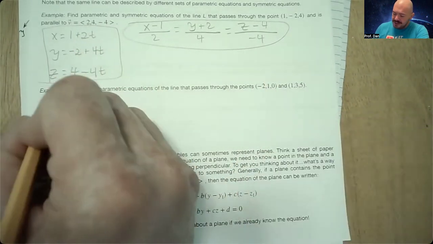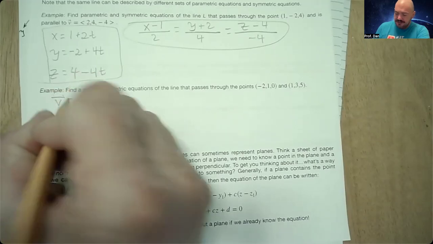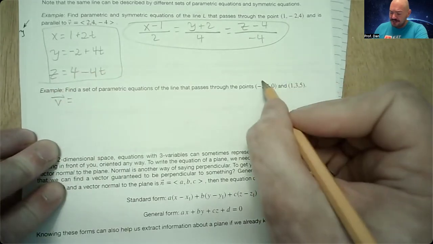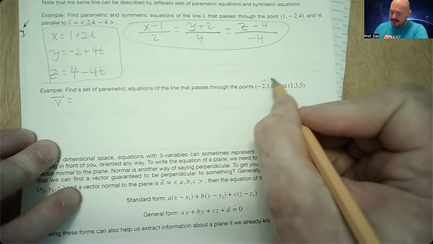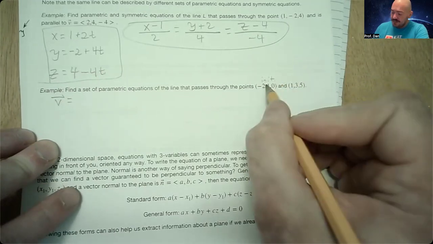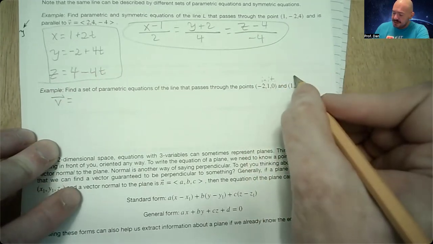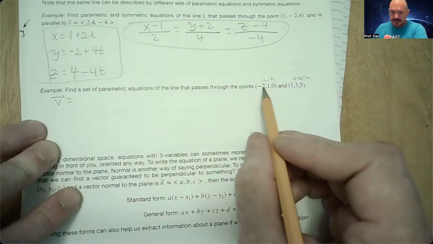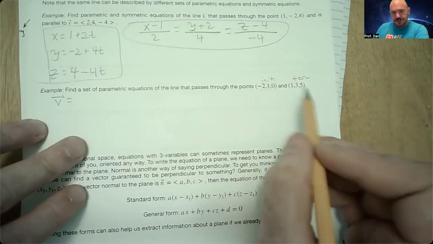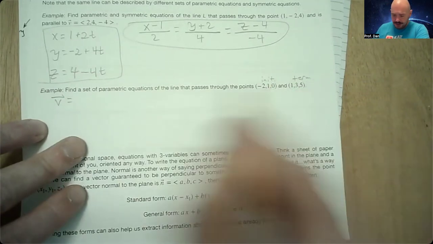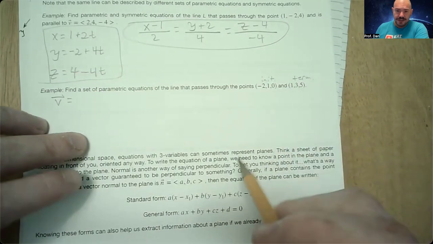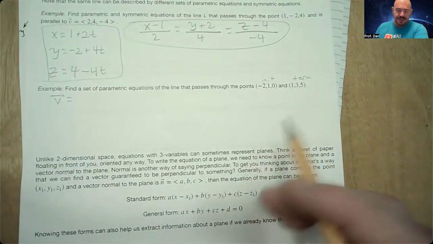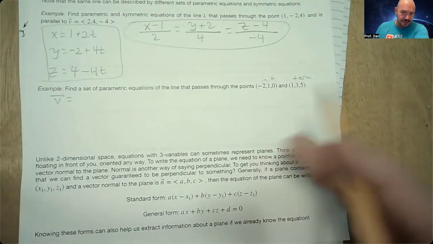And if I have 2 points, I can actually get the vector v by just arbitrarily, meaning just however I feel, assigning one of them to be initial and the other to be terminal. So if I let -2, 1, 0 be the initial and 1, 3, 5 be the terminal, and I could have done it the other way and I would still end up with the same line, even if the answer doesn't look the same.